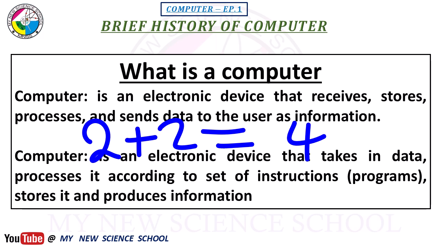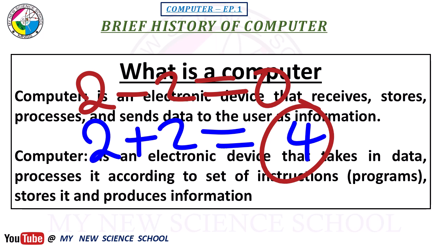So now your answer will be different from somebody that asks the computer to subtract 2 from 2, that is 2 minus 2. Your answer, or his answer, will be 0, while your own is 4. The difference here is that your instruction is telling the computer to add, while his instruction is subtract. So that is instruction or program. So your instruction or the way you program your system is different from the way he programmed his computer.